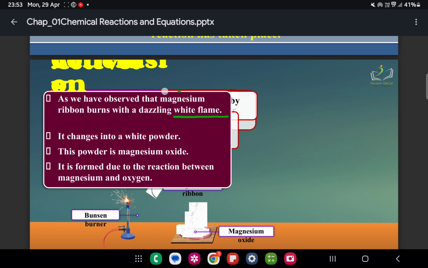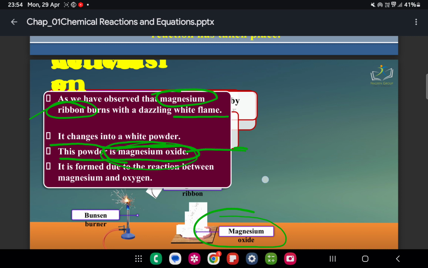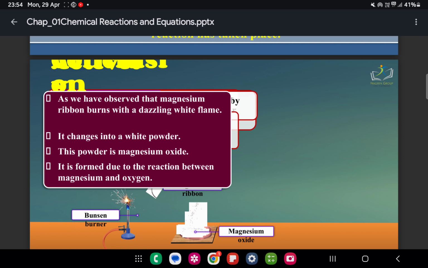It is a conversion, a change in the chemicals. Then it changes into a white powder. This powder we consider as magnesium oxide. It is formed due to the reaction between magnesium and oxygen. Here this magnesium oxide powder is formed because of the reaction between magnesium and oxygen. This is important. This is one example you can write.